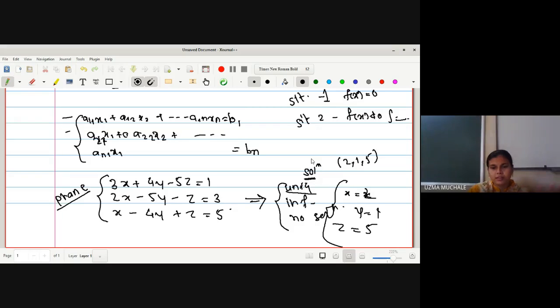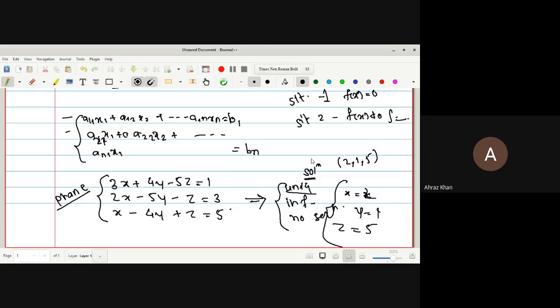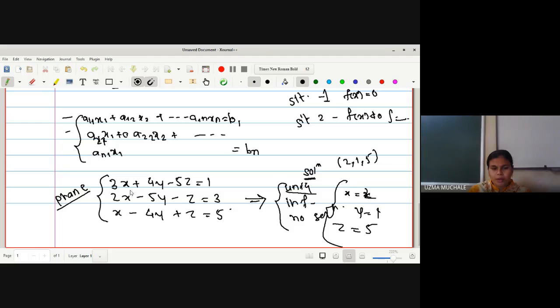Now don't think that we are able to solve this by our usual method. Now just tell me, what do you mean by getting a unique solution for planes? It is a point, ma'am. It is a point which is common to all these. Suppose, let me try to draw each of those.